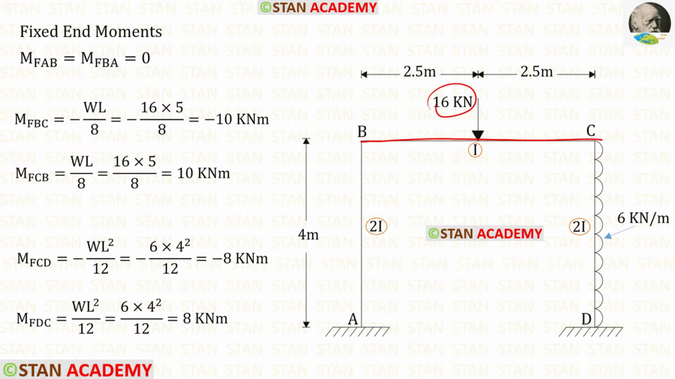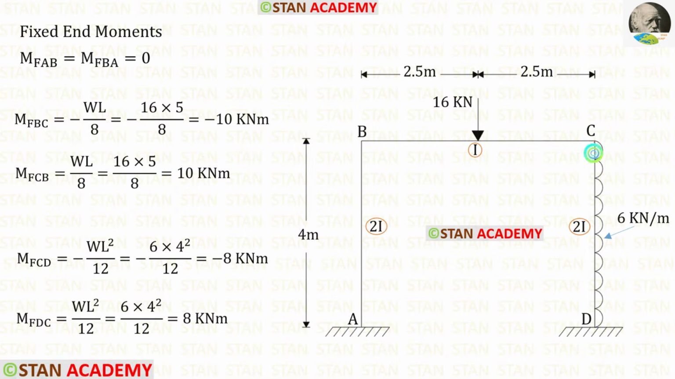The formulas to find the fixed end moments are minus WL upon 8 and positive WL upon 8. Here W is 16 and L is 5. For M of BC, we will get minus 10 and for M of CB, we will get positive 10.